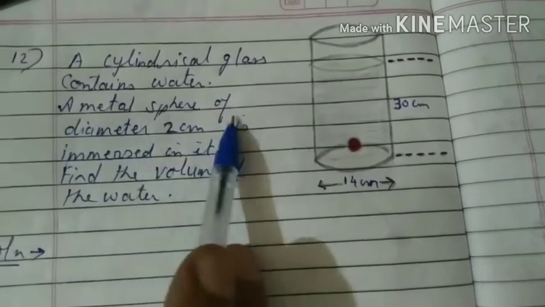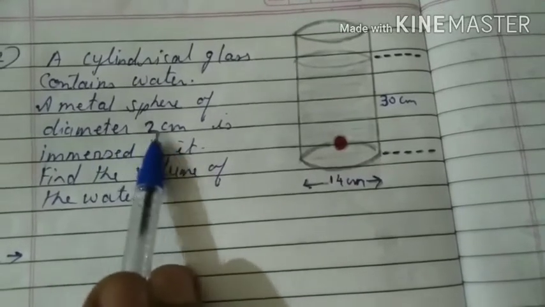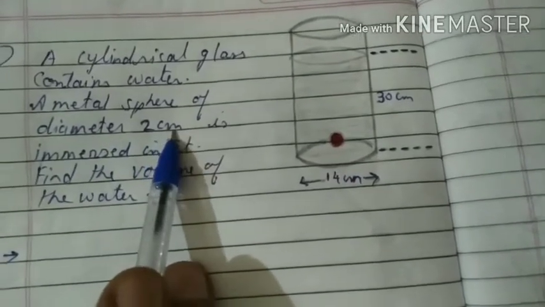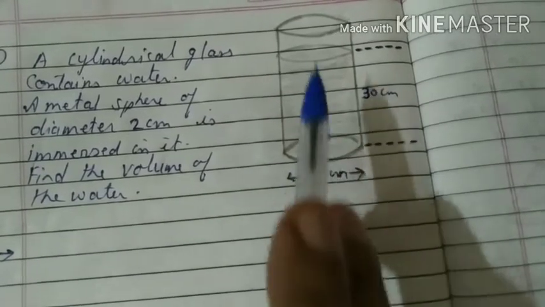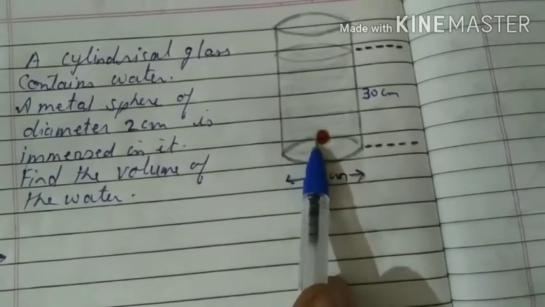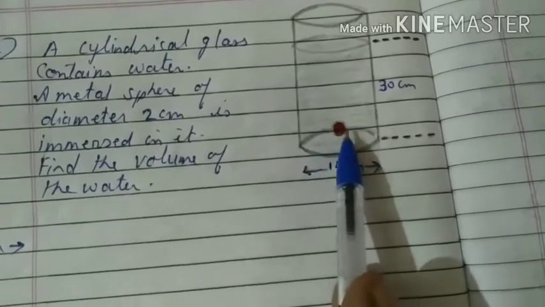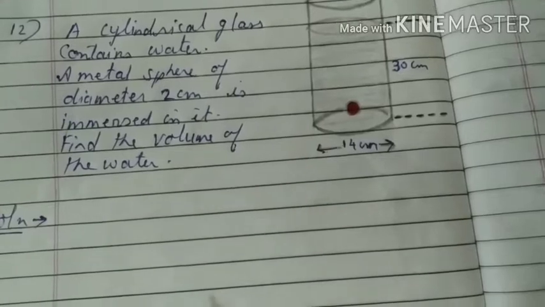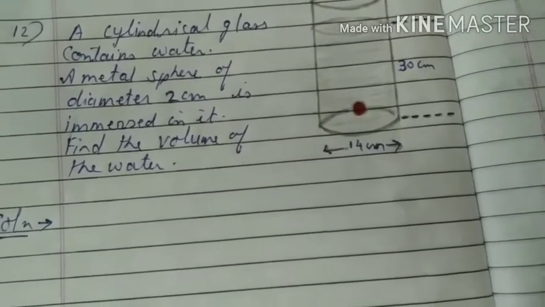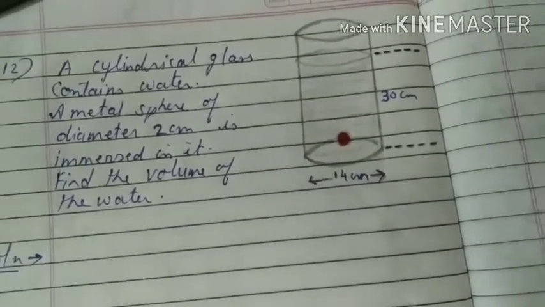A metal sphere of diameter is given. Diameter 2 centimeter. You can see this is the metal sphere that is immersed in the water, and the diameter of this sphere is 2 centimeter. Now find the volume of the water. Now here pi is not given. The value of pi is not given.